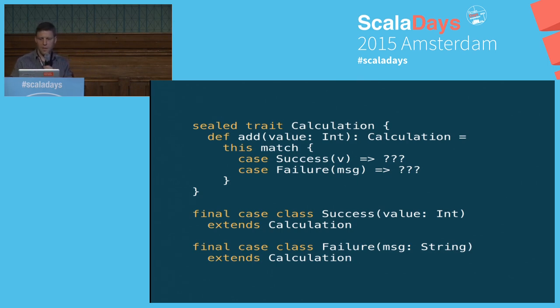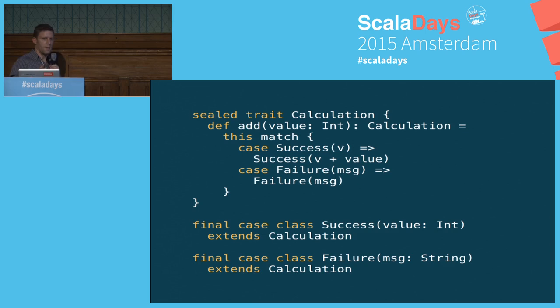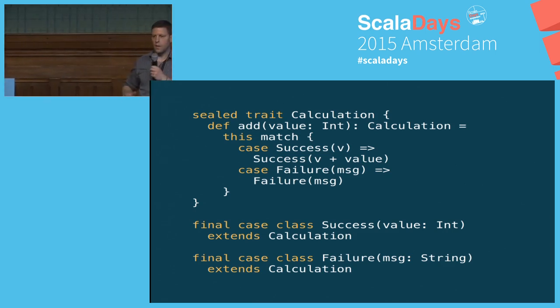And now we have to do a little bit of thinking. What's the correct thing to do on the right-hand side of the pattern matches here? And in this case, it's quite simple. Success, we just want to add on the value. Failure, if we fail, we keep on failing.